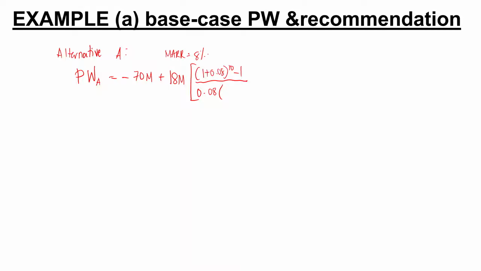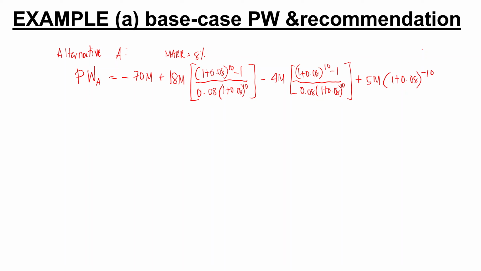So we discount future cash flows into present. 0.08 times 1 plus 0.08 raised to 10. And then minus the annual O&M cost. Annual O&M cost is at 4 million. So that is 1 plus 0.08 raised to 10 minus 1 over 0.08 times 1 plus 0.08 raised to 10. And plus the salvage value of 5 million. That is 1 plus 0.08 raised to negative 10.